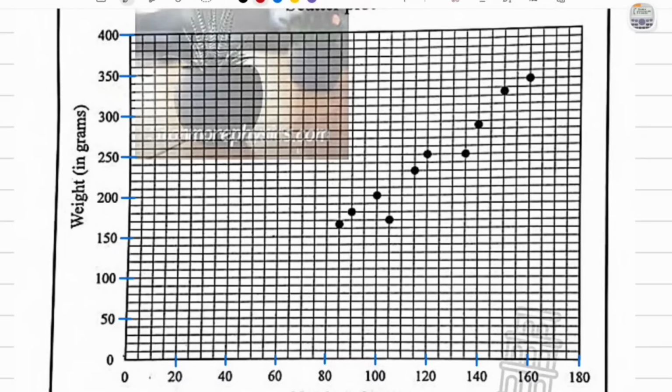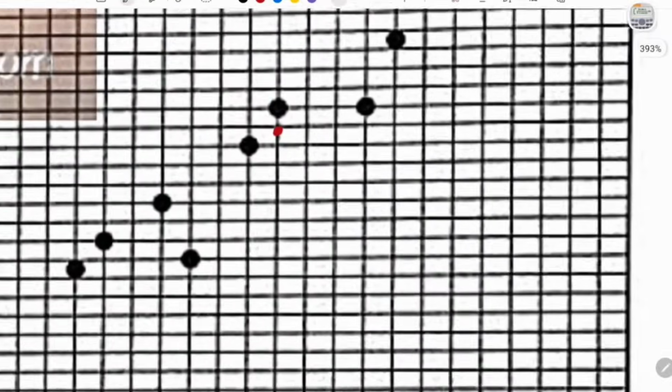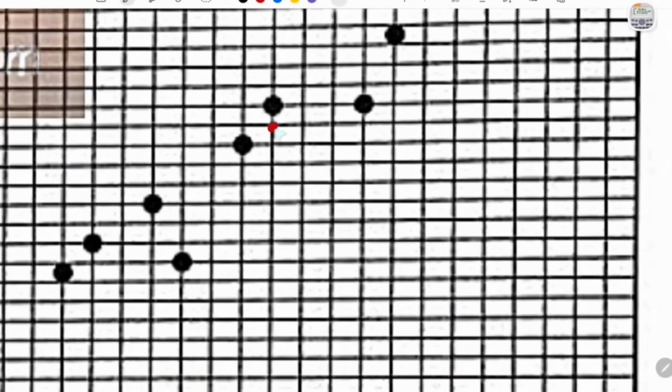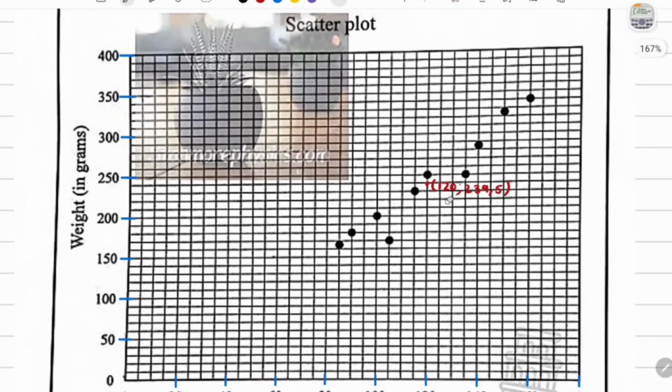So for that 239.5, we can start from 200. I noticed that this is actually counting in intervals of 10. So it's 200, 210, 220, 230, 240, 250. So we're going 10, 20, 30, 40, and we're really just here, very close to this line, but just a little below. So we have 120 and just a little below it. I might as well just put it on the line. But the important thing is that you label that point. So that is the 120 and the 239.5. That's the mean point that we have there.